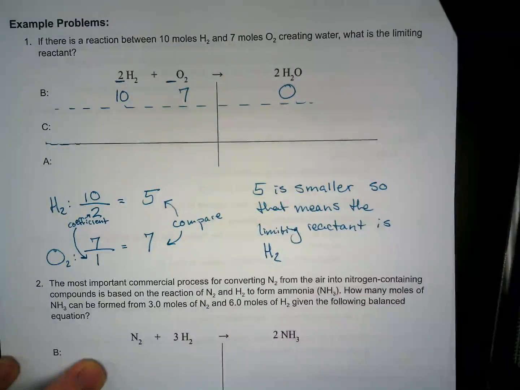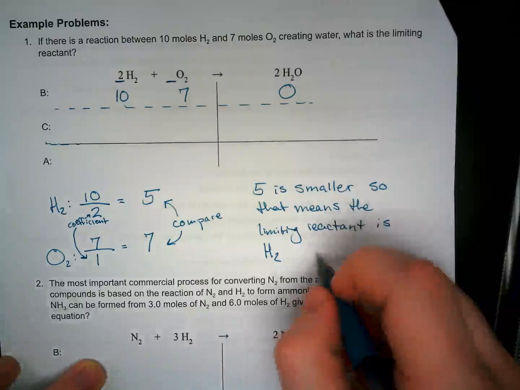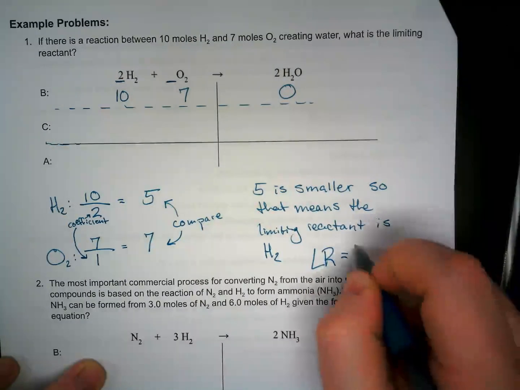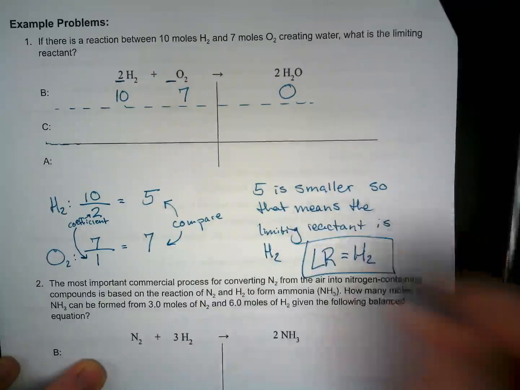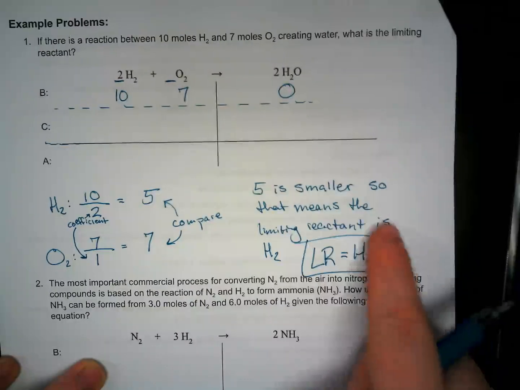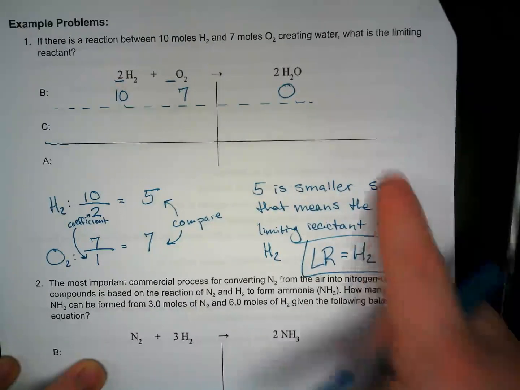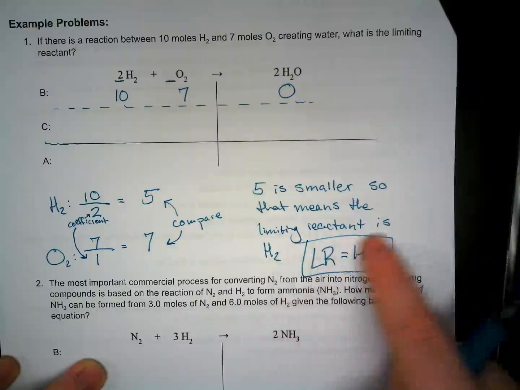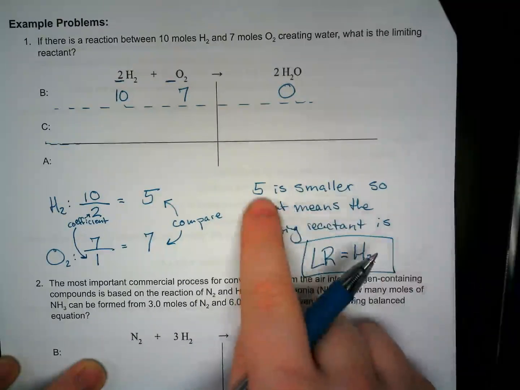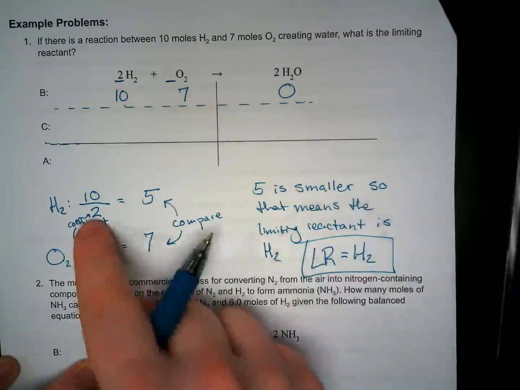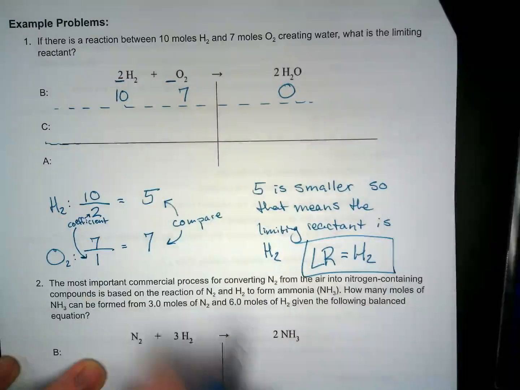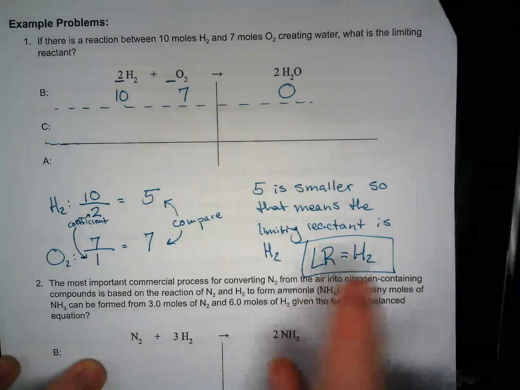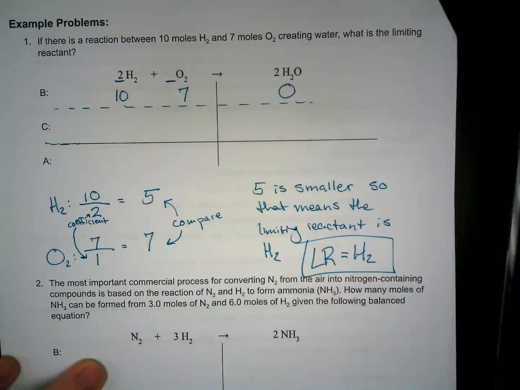H2. Now, you don't always have to write this out. We can simply just do this: limiting reactant equals H2. This is how I want these answers to be provided, like this. I just want you to write this so that you have this in the notes. So when you look back, you're like, well, the 5 is smaller, and we got the 5 by using the coefficients and the moles we started with. So that tells me that hydrogen gas is my limiting reactant.